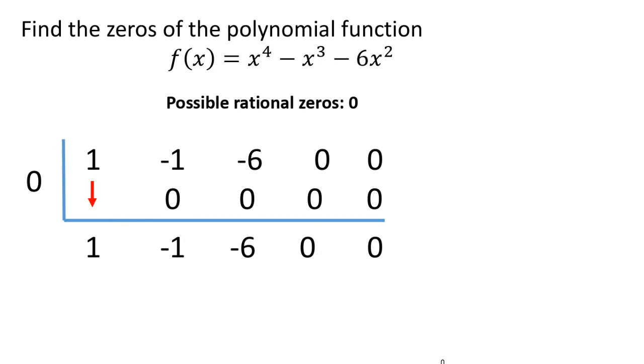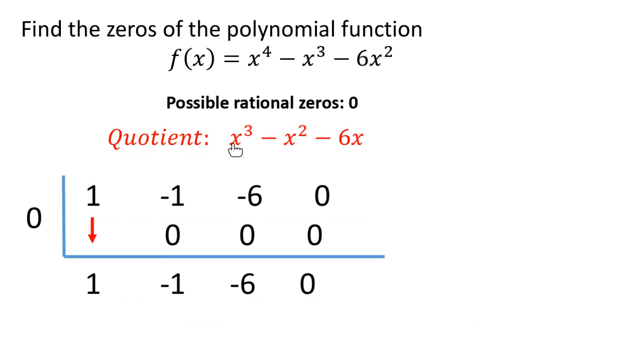Okay, so now I can look at the quotient. Since I had x to the 4th, I'm going to get x cubed minus x squared minus 6x. I have no constant, so I don't have to write plus 0. And then I'm going to repeat the process.